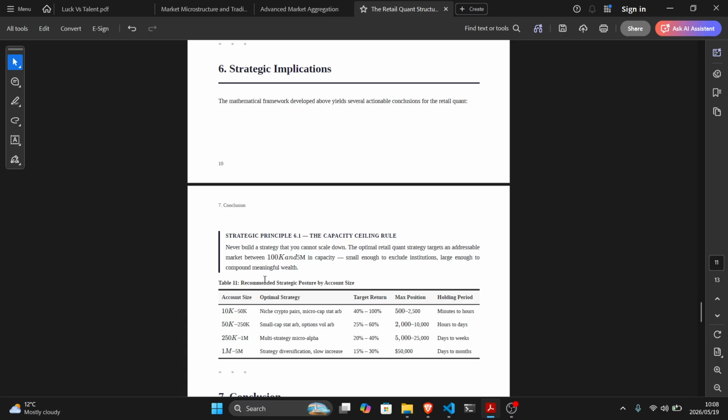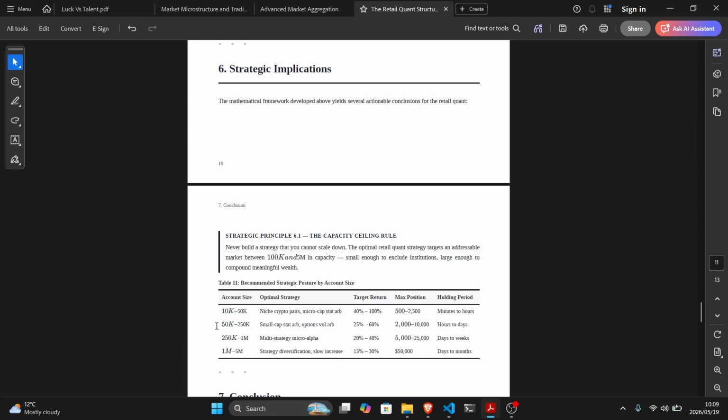Table 11. Recommended strategic posture by account size. Account size, optimal strategy, target return, max position, holding period are going to be our columns. Now, for an account size of 10K to 50K, the most optimal strategy is niche crypto pairs and micro cap stat arbitrage. And it has a target return of about 40% to 100%. A max position of 500 to 2,500. Holding period, minutes to hours.